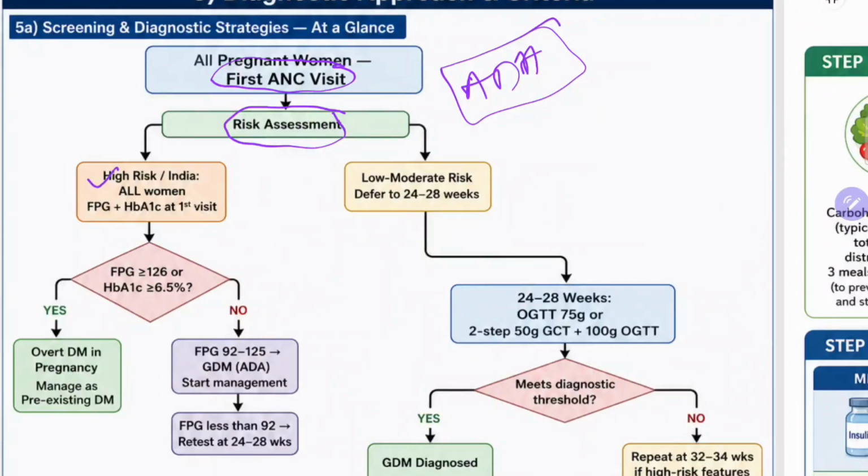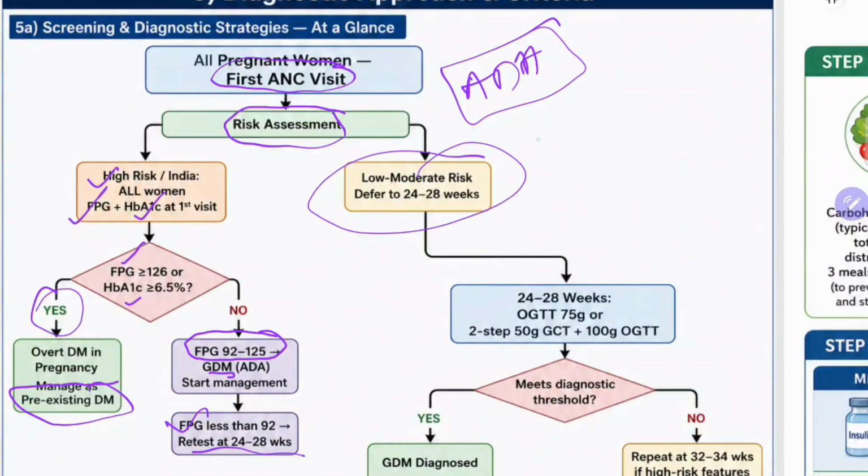Like high risk, or in India, all women should be having FPG and HbA1c at the first visit. If the woman has a fasting plasma glucose of more than 126 or HbA1c more than 6.5%, then she has symptomatic diabetes mellitus in pregnancy, managed as pre-existing diabetes mellitus. Okay, if not, if she has FPG 92 to 125, then it is GDM according to ADA, then start management accordingly. If FPG is less than 92, then retest at 24 to 28 weeks.